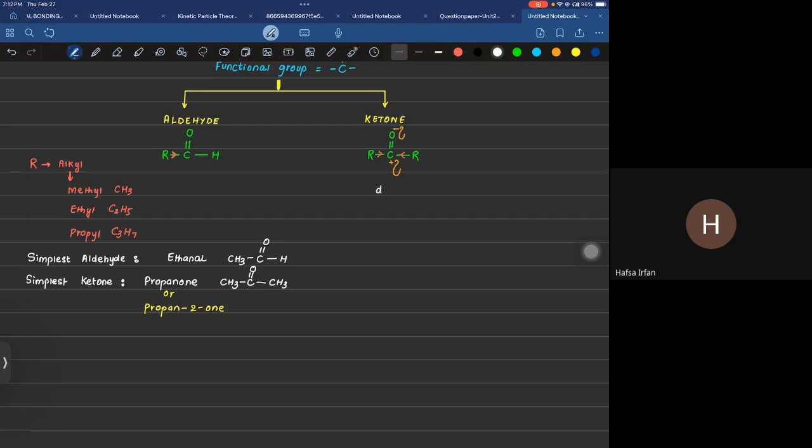So I can say that due to electronegativity difference, this carbonyl group is polar in nature. It's polar basically.